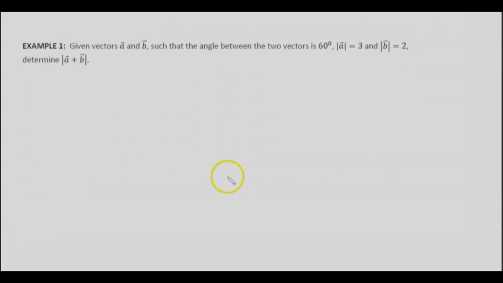So, example 1. Given vectors A and B such that the angle between the two vectors is 60 degrees, and the magnitude of A equals 3, and the magnitude of B equals 2, we're going to determine the magnitude of A plus B. So what we want to do is draw A and B. B is a little bit shorter, because B has a magnitude of 2 and A has a magnitude of 3. And the angle between these two is 60.